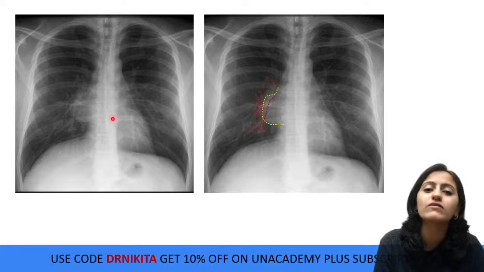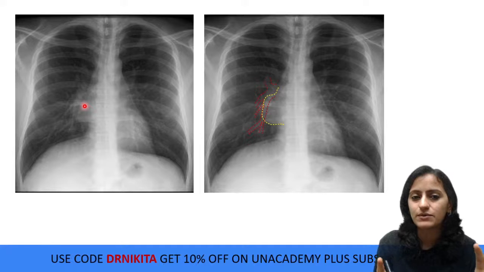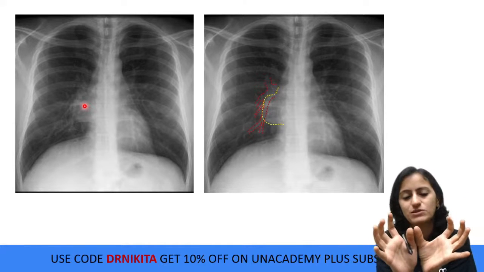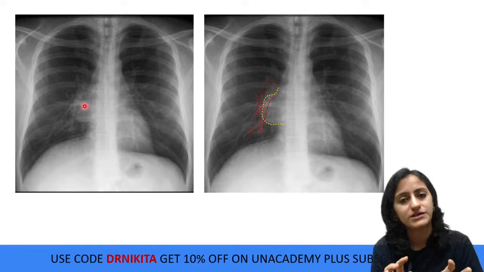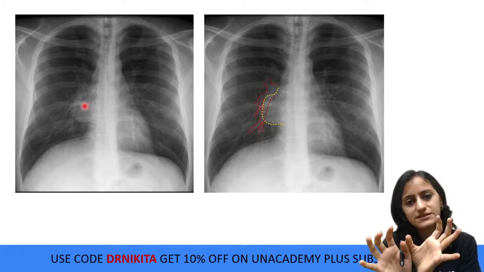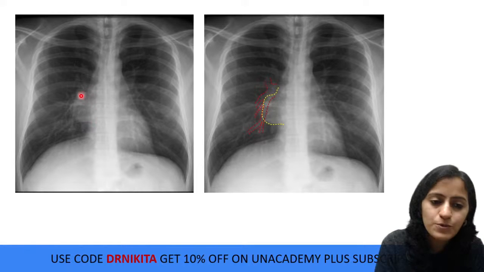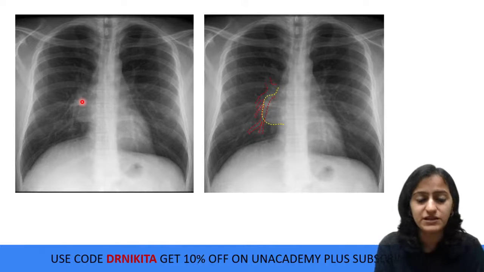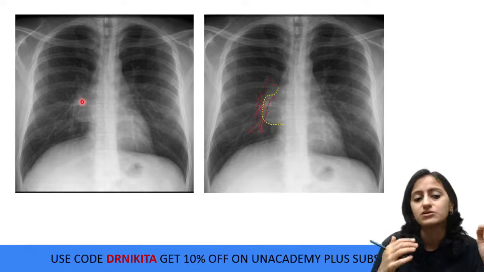What is Hilum Overlay sign? These signs are basically based on the silhouette sign. What is the silhouette sign? If you have a mass here and a normal structure here, and they both are abutting each other, then this structure will be obliterated. If you can see the structure well, that means this mass is not abutting this structure. It is either anterior or posterior. So this is to know whether the mass which looks like a hilar mass is actually a hilar mass or is anterior or posterior to it.